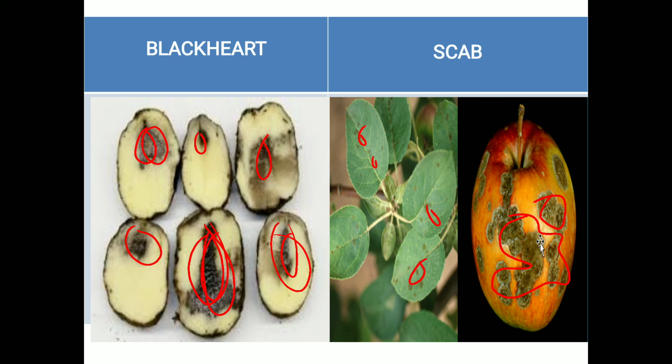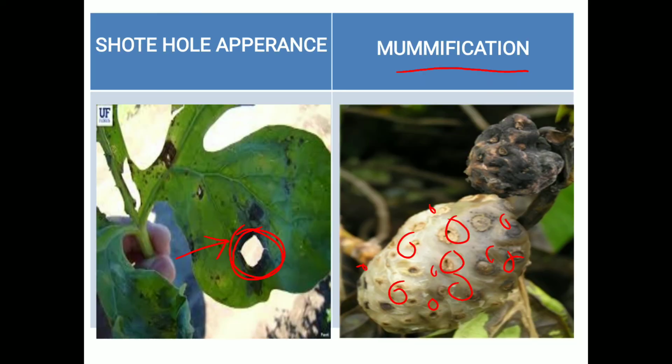Then scab. Scab is nothing but rough spots observed on the fruits or on the leaves. So it is called a scab. It is most prominent in apple or potato. It is a fungal disease caused by Streptomyces. For control of that, we can use copper oxychloride at a rate of 0.2 or 0.25%.